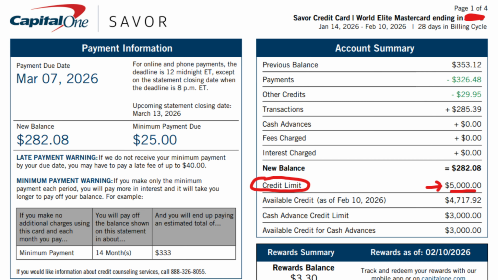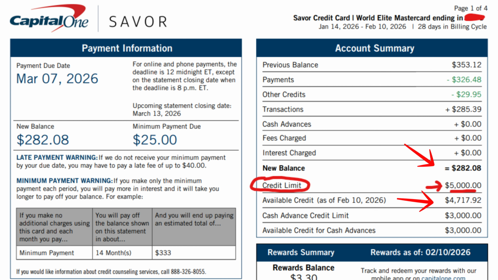In this example, you can see that my credit limit is $5,000, which means I cannot spend more than $5,000 before paying down my credit card balance. Since I already spent $282.08 here, now I can only spend $4,717.92 as of that date, which is called available credit.